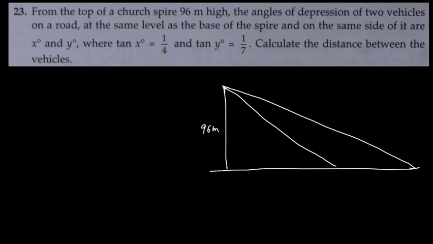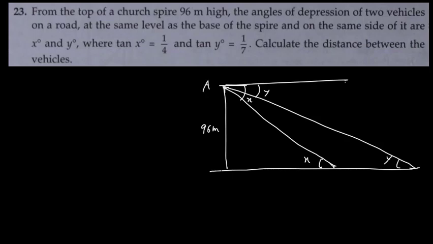Okay, and what is given? They have given the angle of depression. Here one is at x degree and the other is at y degree. This angle is x degree and this angle is y degree. So by the alternate angle concept, I get this angle as x and this angle as y.